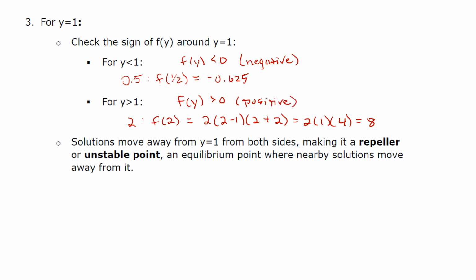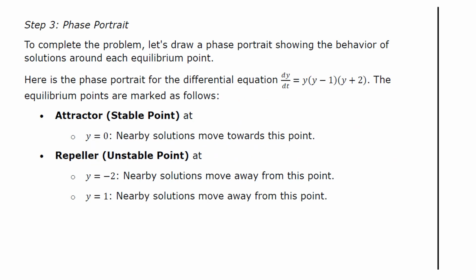Okay, so this is similar to our first point. That was also a repeller. This is an unstable point because at this equilibrium point, our solutions are moving away from y equals 1 on both sides. Okay, so we found the stability of our 3 equilibrium points. Now, in step number 3, we can create our phase portrait.